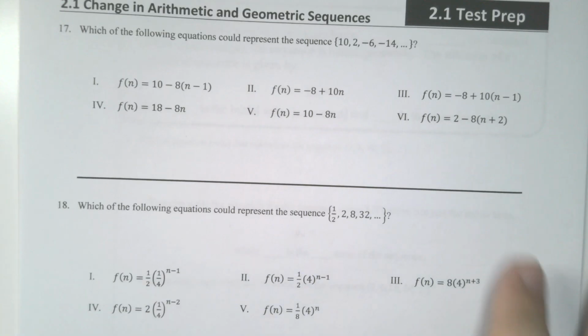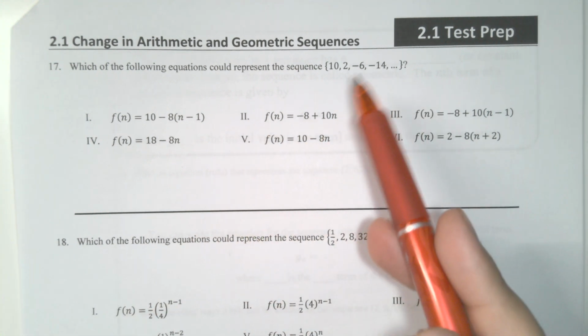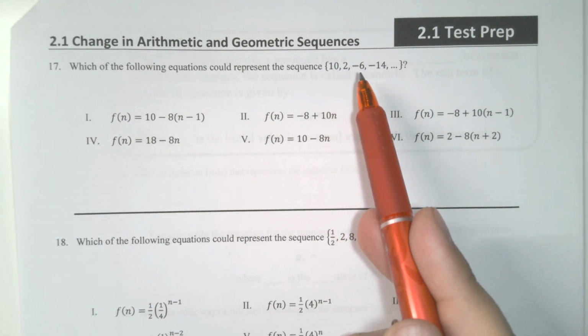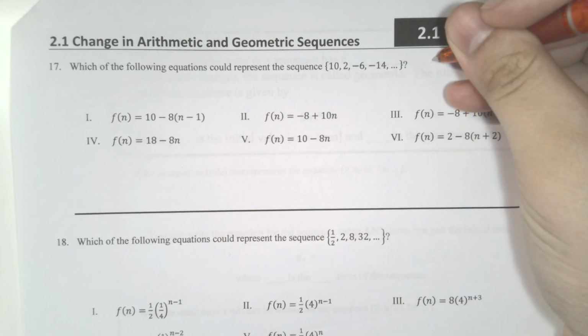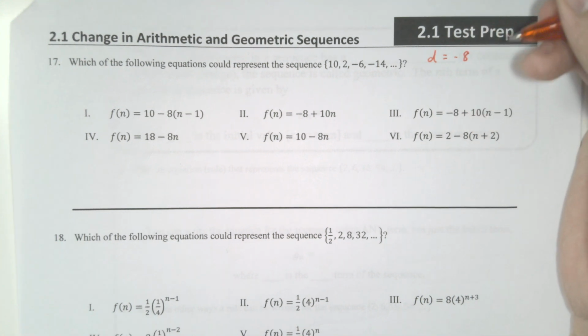Okay, so let's look at the test prep, our favorite section. So, which of the following equations could represent the sequence, blah, blah, blah. Okay, well, first, let's just observe all of the answer choices are in the form of an arithmetic sequence, and we can verify that by doing 10 minus 8 is 2, minus 8 is negative 6, minus 8. So we can definitely deduce that d is equal to minus 8.